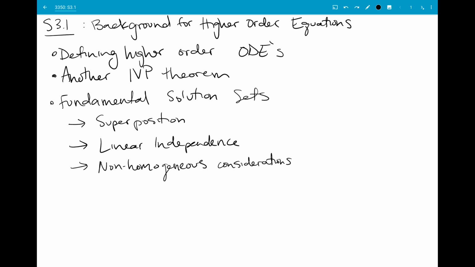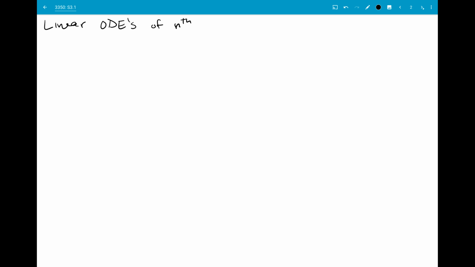So first up, we're just going to define what we're working with here, which are going to be linear ODEs, so linear differential equations of nth order. During exam 1, you were working with first order differential equations. And an initial value problem for this type of equation is going to be given by the following.